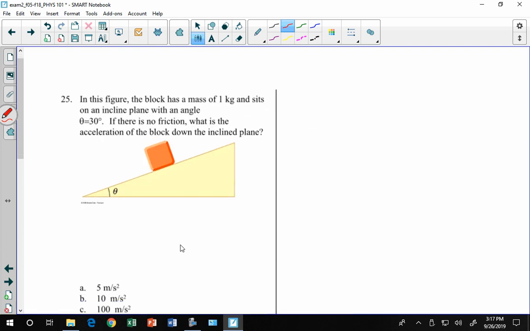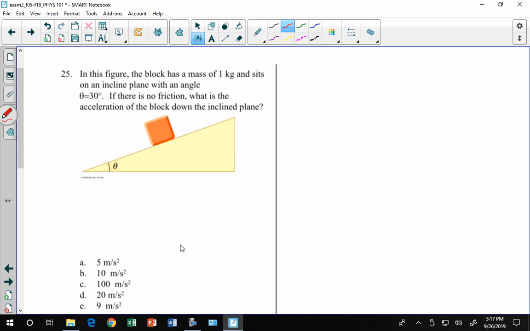All right, we're going to get to friction. I'm not going to do any friction right now, but I do want to do an incline plane. We can do this one. This is number 25. And some of this is going to be a little bit different. In fact, I'll give you a little bit of a preview.